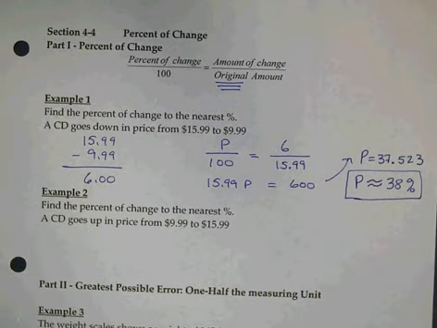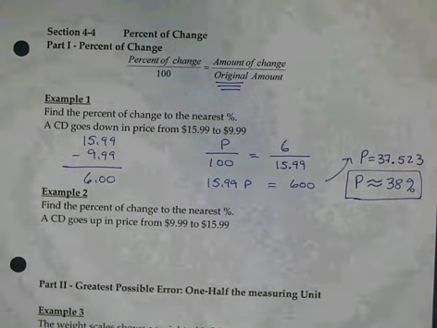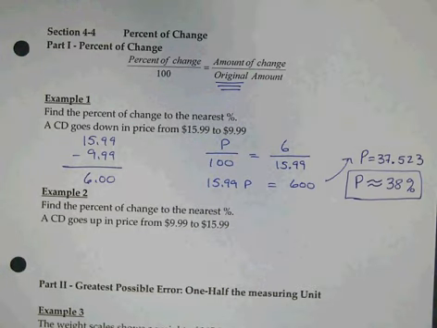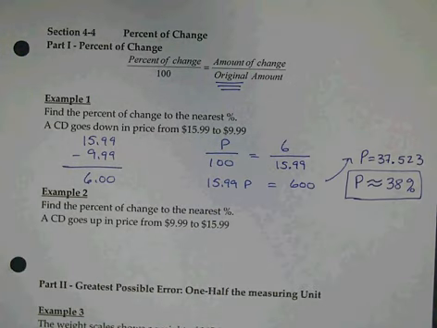So P over 100, change over original. So this CD went down 38%. So if you're the guy who has to make the tags up and hang below the big display, you're going to mark 38% off. That's the deal. That's the break that these guys are getting.